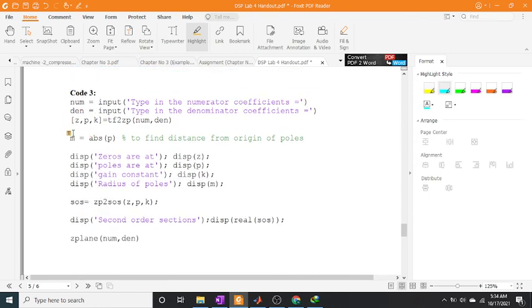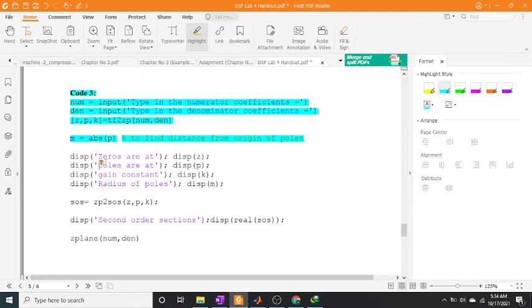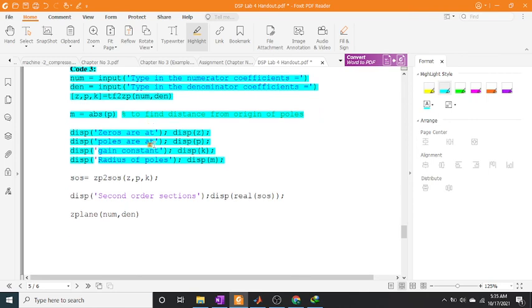Code 3. num equals input('type in the numerator coefficients ='). den equals input('type in the denominator coefficients ='). [z,p,k] equals tf2zp(num,den). m equals abs(p), to find the distance from origin of poles. disp('zeros are at'), disp(z). disp('poles are at'), disp(p). disp('gain constant'), disp(k). disp('radius of poles'), disp(m). sos equals zp2sos(z,p,k). disp('second order sections'), disp(real(sos)). zplane(num,den).